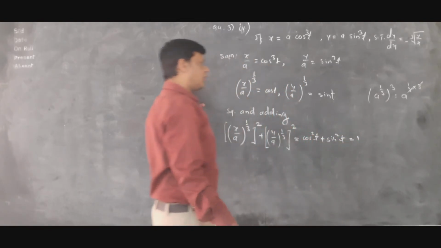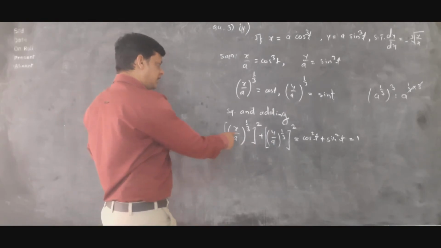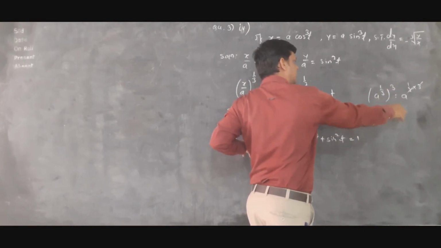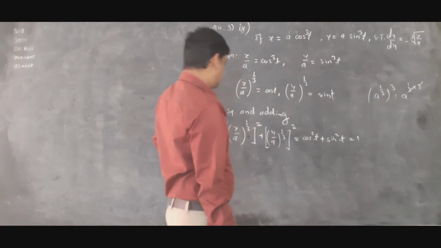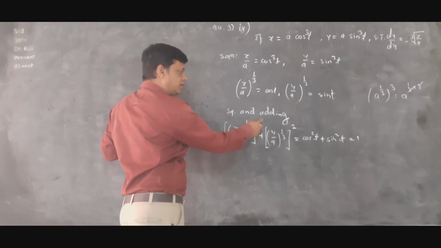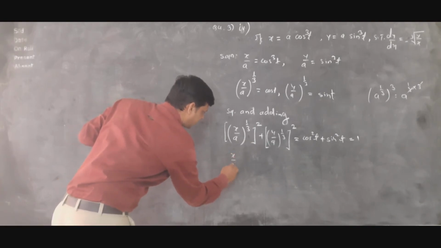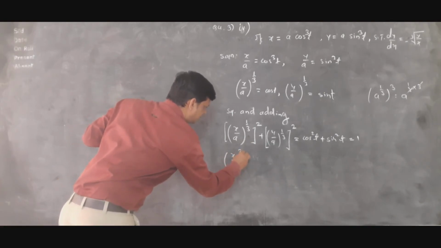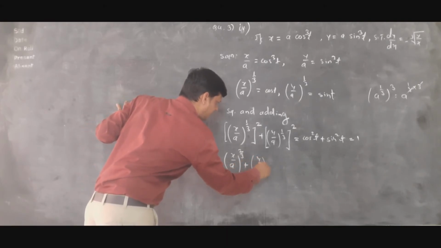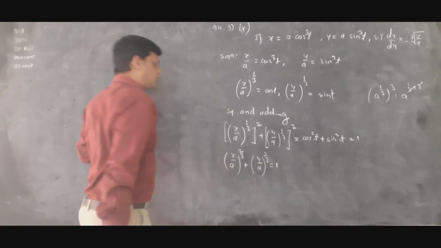So we write cos square t plus sin square t equals to 1, and here again we apply the same rule, a raised to the power 1 by 3 raised to the power 3. Here 3 gets cancelled, so we get the power as 1 into 2, that is 2 by 3. So right here (x by a) raised to the power 2 by 3 plus (y by a) raised to the power 2 by 3 is equal to 1.